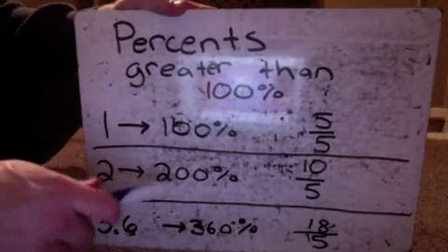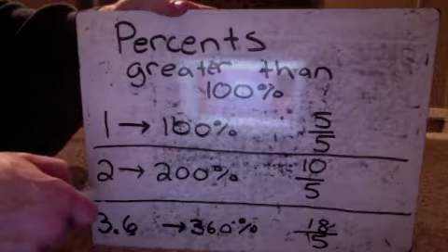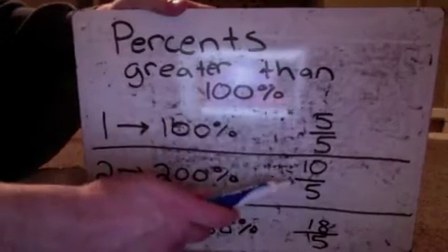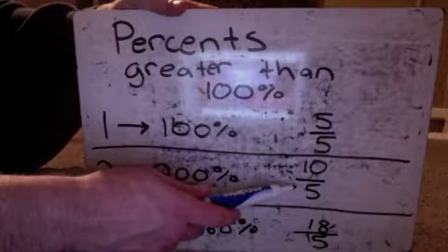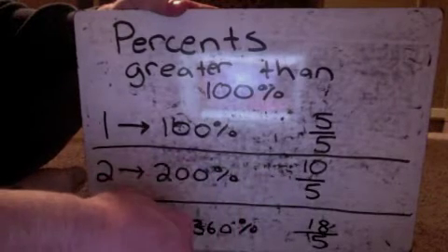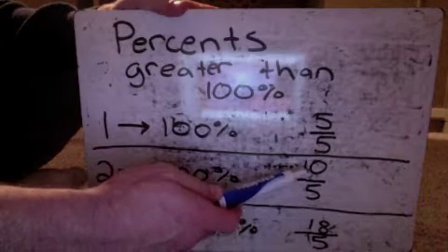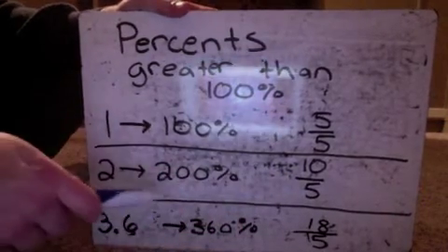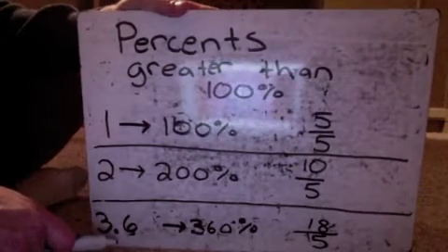Another example would be if we had 200%. 200% is the same thing as two wholes. And again, I've got an example of something that would be two wholes over here. If I have 10/5, 10/5 is the same thing as two wholes. It would take 5 to make one whole, and since we have 10, we've got two wholes, or twice as much.